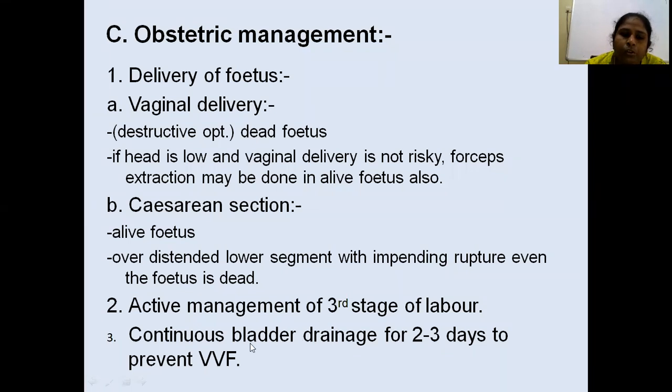So you have to put her on continuous bladder drainage, put her on the Foley's catheter for usually 2 to 3 days if it is minimal injury, or if it is a big bladder tear, put her on 2 to 3 weeks of bladder drainage. Then only you can prevent fistula formation.